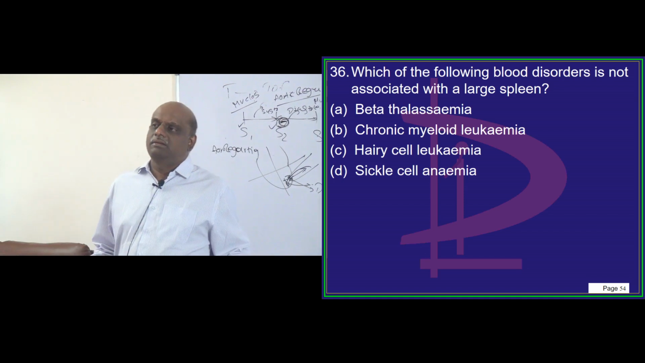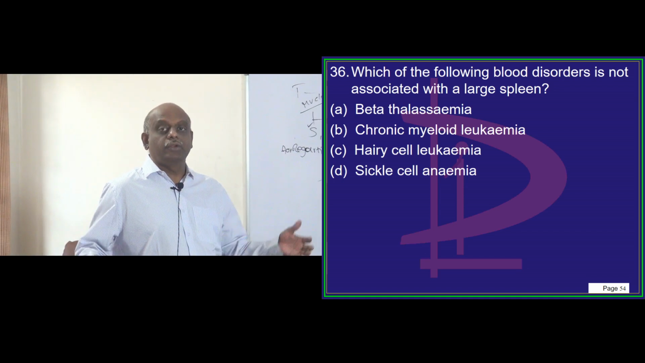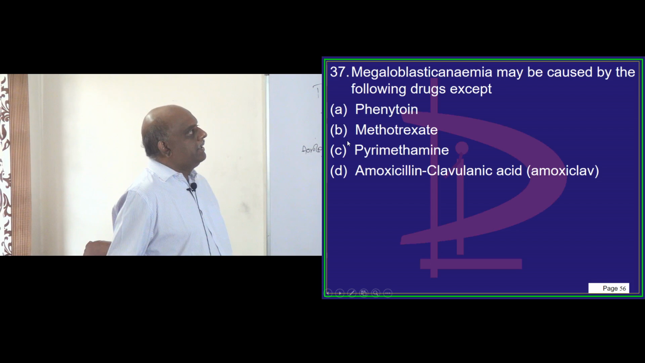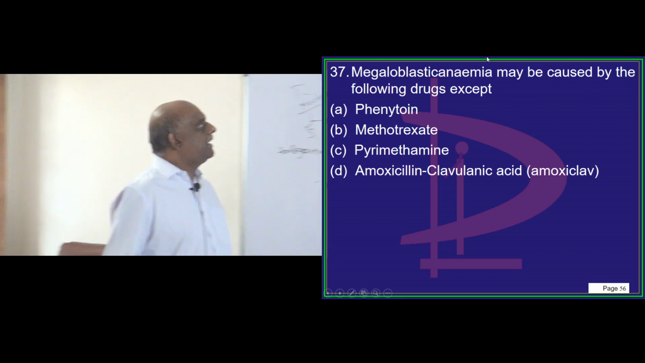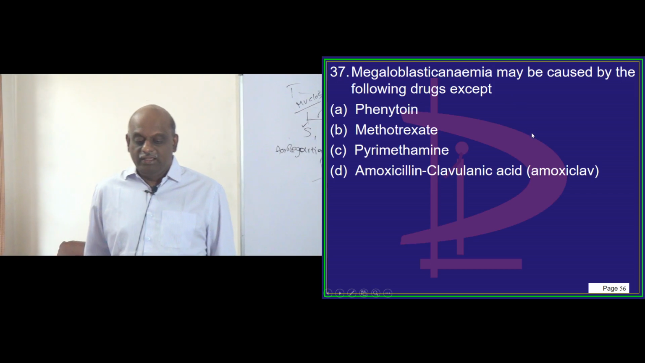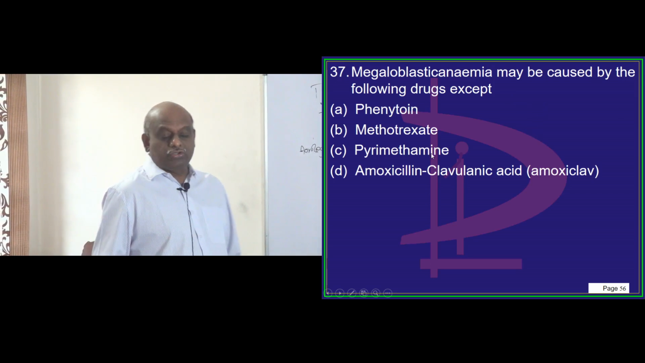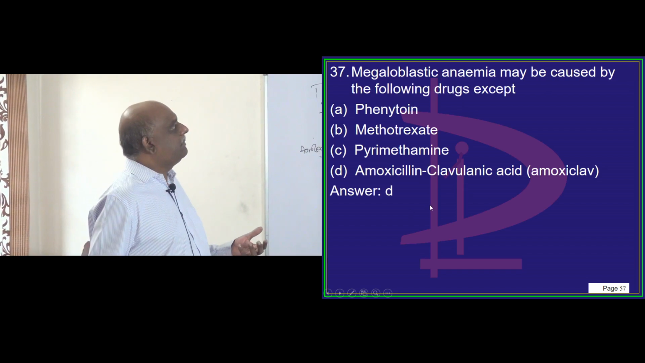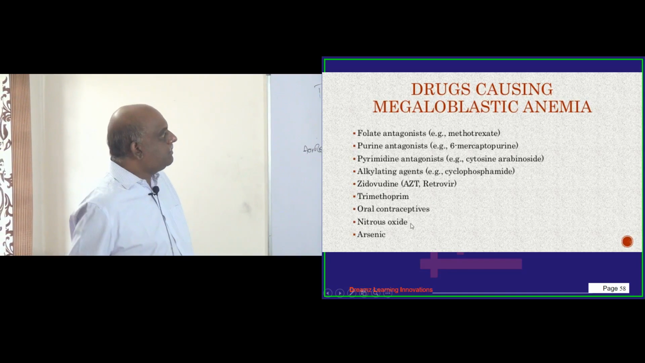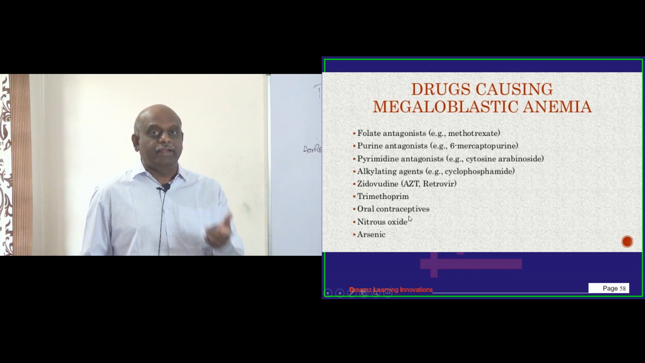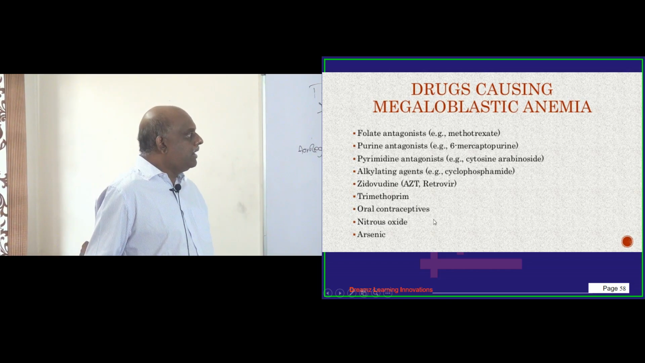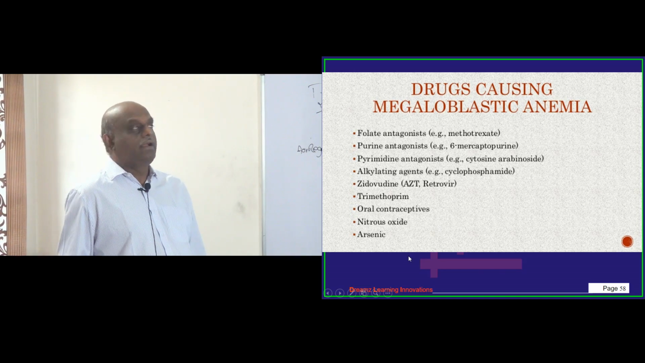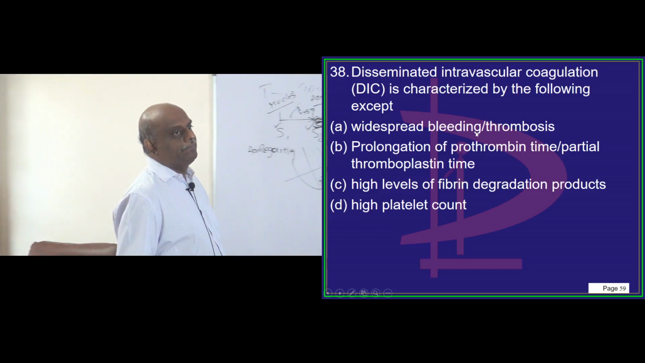All of you know very well, sickle cell anemia leads to autosplenectomy. So you don't see the large spleen. Megaloblastic anemia, which is the drug not implicated? Obviously, amoxicillin clavulanate does not cause megaloblastic anemia. Phenytoin, methotrexate, pyrimethamine, there is a list of drugs. Cyclophosphamide, zidovudine, please don't forget, can lead to development of megaloblastic anemia. And oral contraceptives, nitrous oxide, many times asked, don't forget, and arsenic are responsible for the megaloblastic anemia.